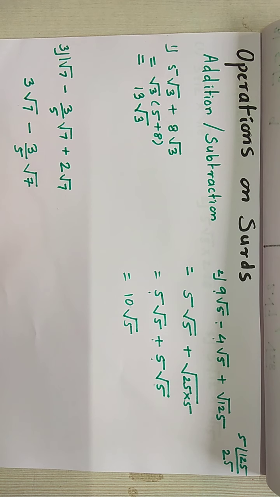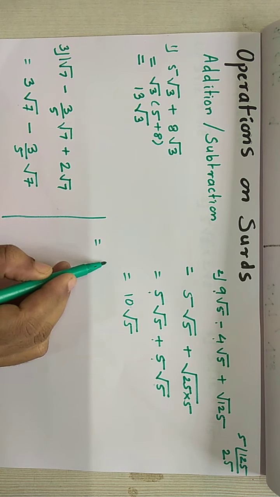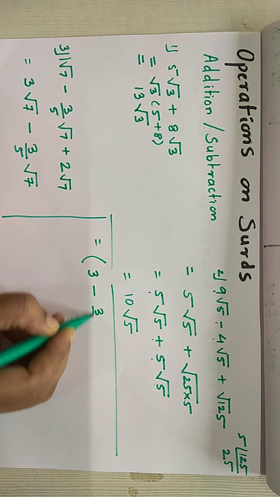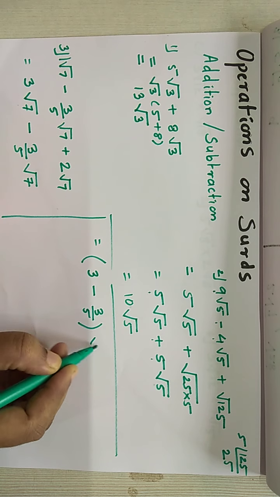Okay. Now the next step will be we can take root 7 common. Let's remove root 7 common. This root 7 is there, no? This will come out common. So inside the bracket 3 will remain, minus here 3 upon 5, and root 7 outside.